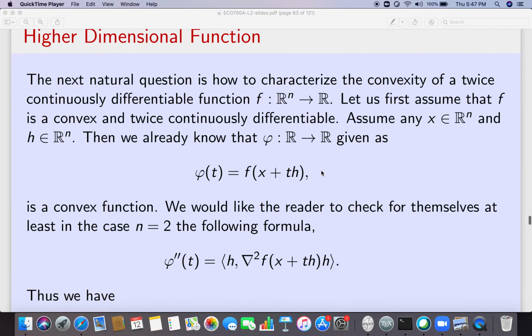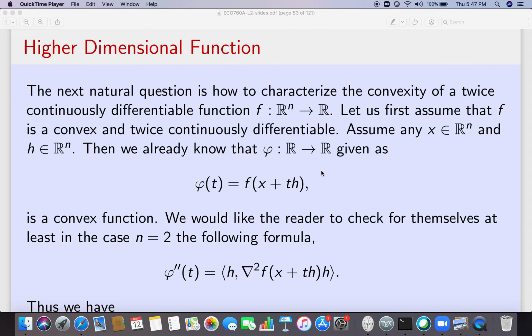So how do we go to higher dimensional functions? The trick again is to use this single variable idea and go to the higher dimensions. So how do we do that? Here we have to now be able to compute the second derivative of the function phi of t, which is f of x plus th. You know that for every t, for a given x and h, phi of t is convex.